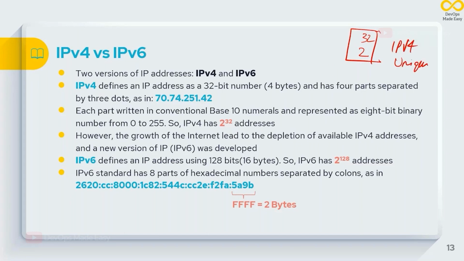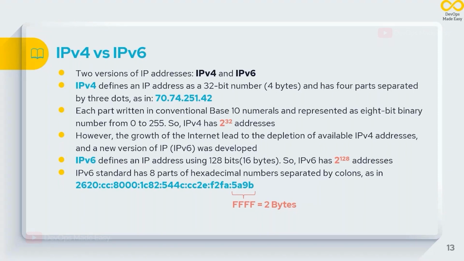Clear? Understood, guys? Yes, clear. So this 2 power 32 is a very small number, especially when you consider so many devices are now connected to the internet. There are some IoT devices, some small industrial devices, large computing devices. So 2 power 32 is a very small number.